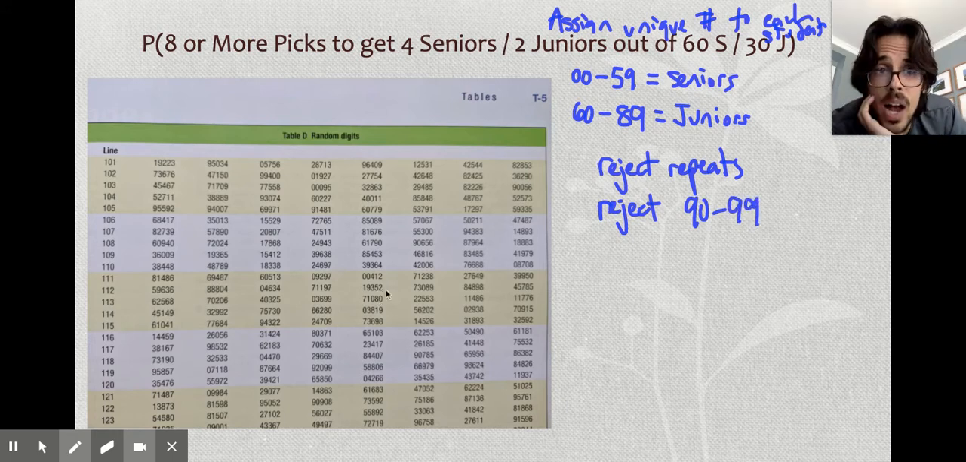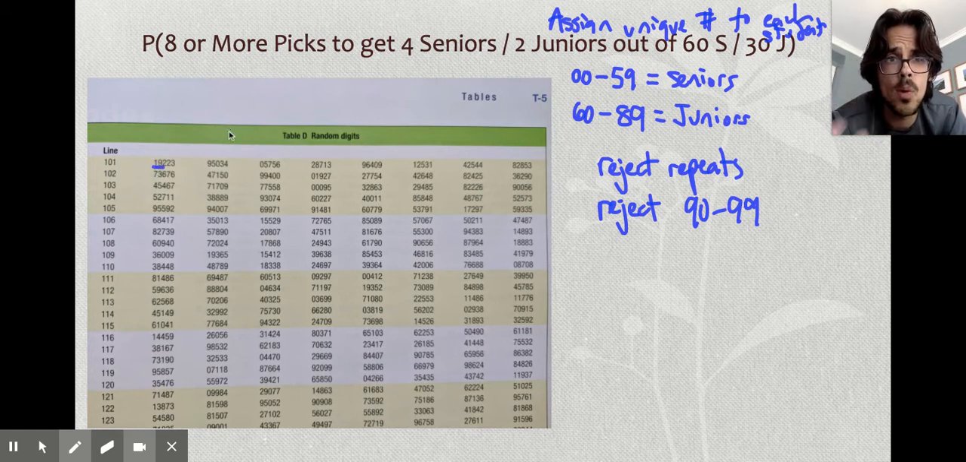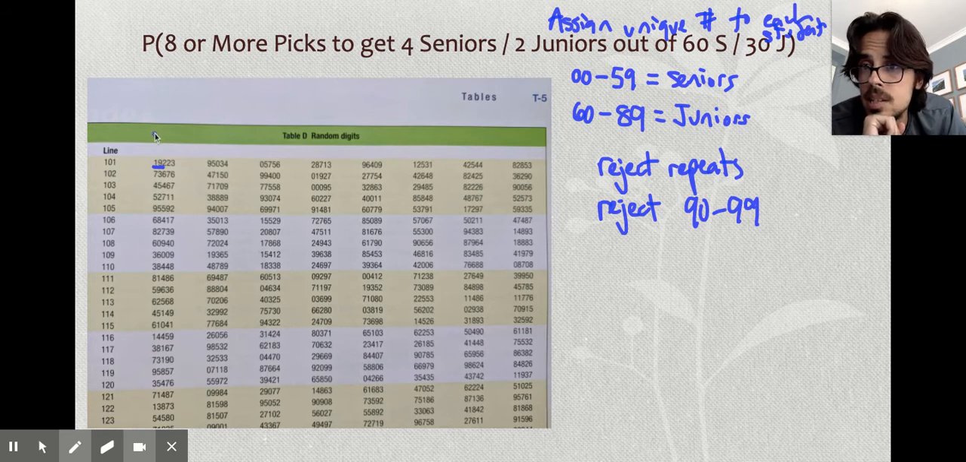So let me walk through how that would work and show you a trial right here. My first number is a 19. Usually when they give you a table like this, they want you to mark it up and show what you did. Number 19 represents a senior. So I have a senior, then I have 22, another senior, then I have 39, another senior, 50 is another senior. I was supposed to have 4 seniors, so now I'm going to shut it down.